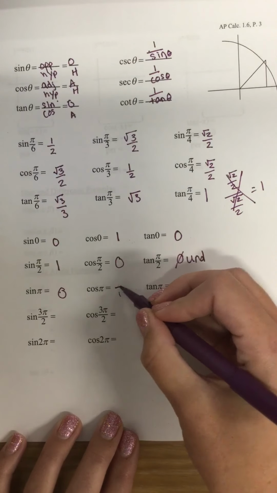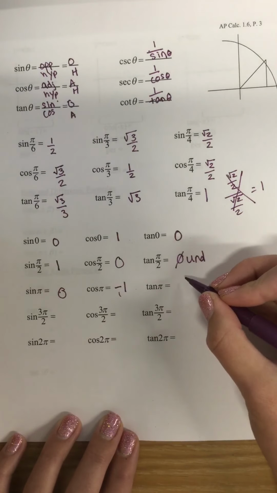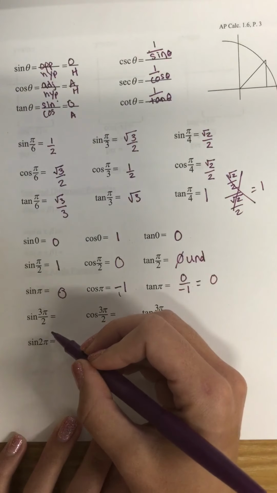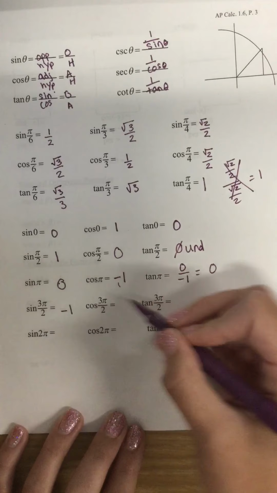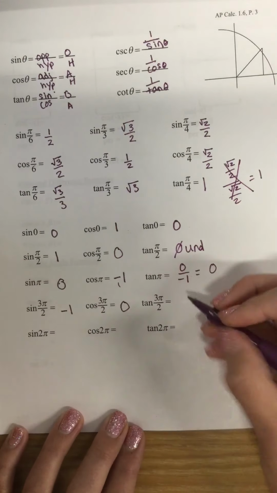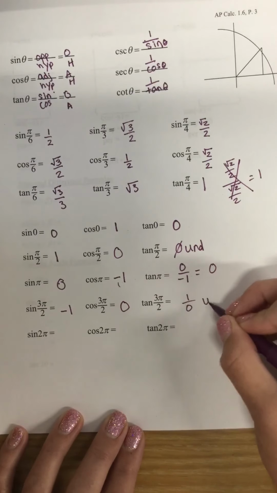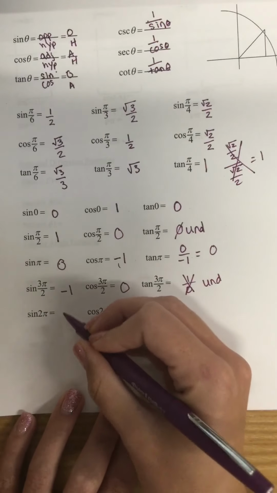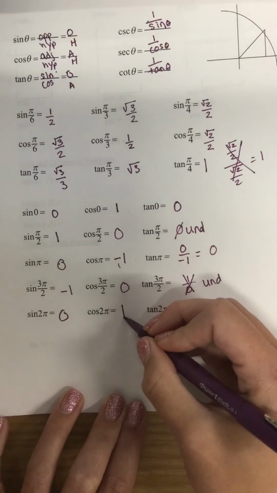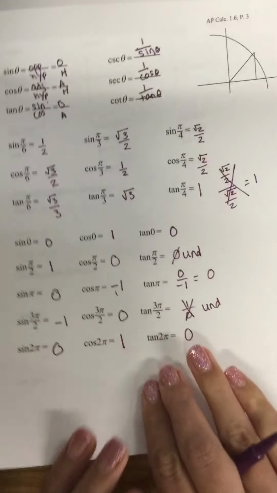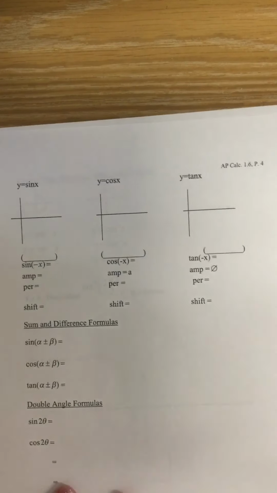Sine of pi is 0. Cosine of pi is -1. So sine over cosine is just 0. Sine of 3 pi over 2 is -1. Cosine of 3 pi over 2 is 0. So if we do sine over cosine, we get -1 over 0, which is also undefined. Sine of 2 pi is 0. Cosine of 2 pi is 1. So sine over cosine, we get 0. 0 divided by 1 is 0.